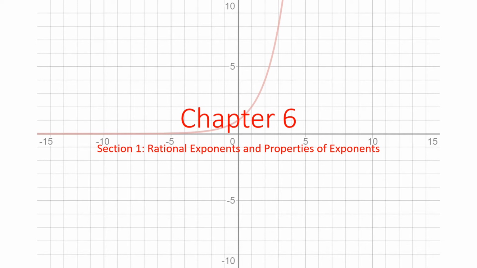Welcome back to the beginning of Chapter 6. In this chapter, we are going to start looking at exponential functions. But before we get there, we're going to look at some rational exponents and properties of exponents. That's what we'll be doing today.